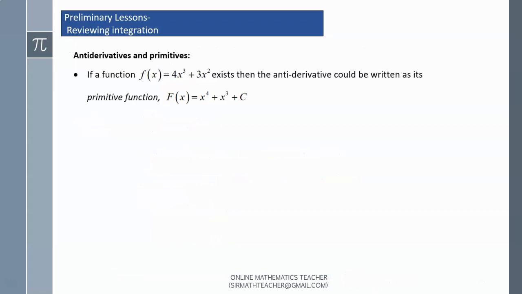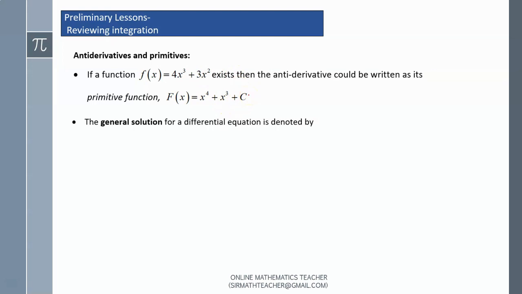Antiderivatives and primitives. If a function f(x) equals 4x^3 + 3x^2 exists, then the antiderivative could be written as its primitive function, capital F(x), equals x^4 + x^3 + c. That is, we integrated 4x^3 by adding 1 to the power of 3, which is 4, and dividing by 4. For 3x^2, adding 1 to that power of 2 becomes a 3. We also divide by 3.